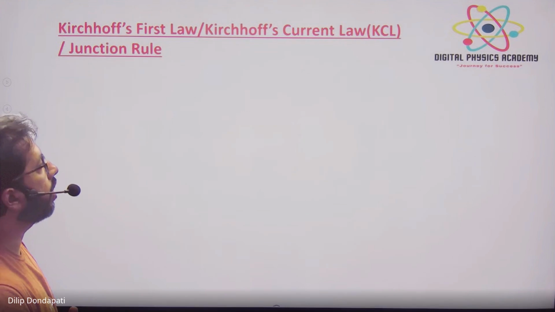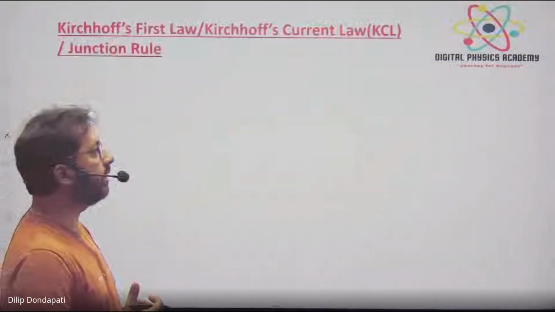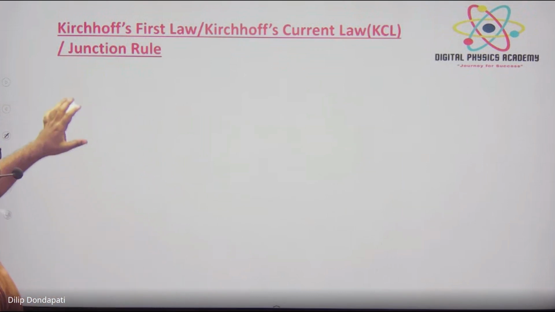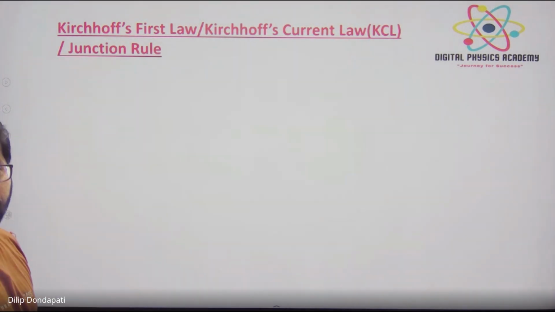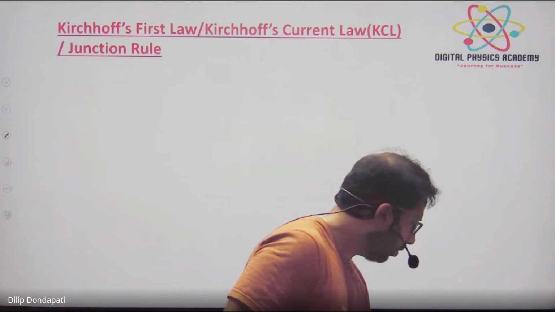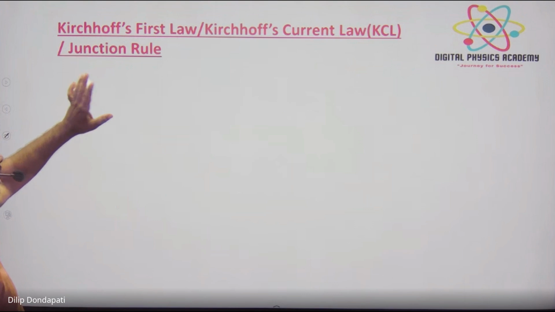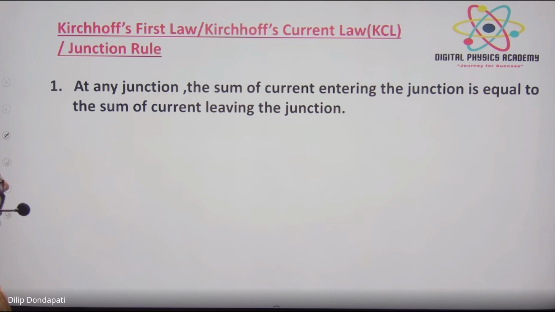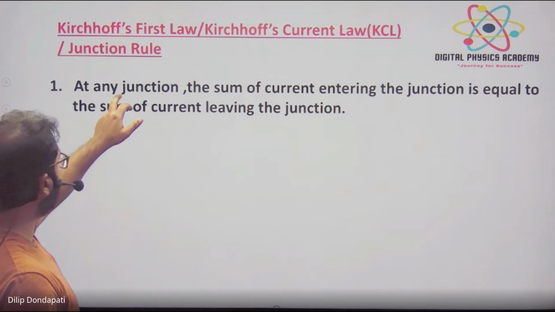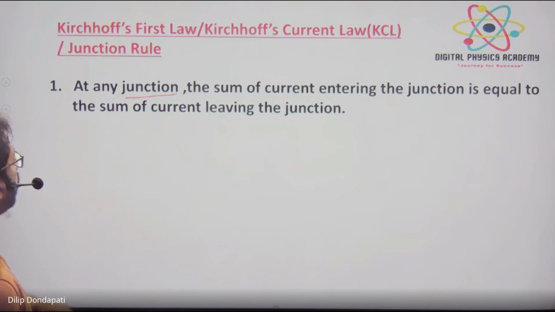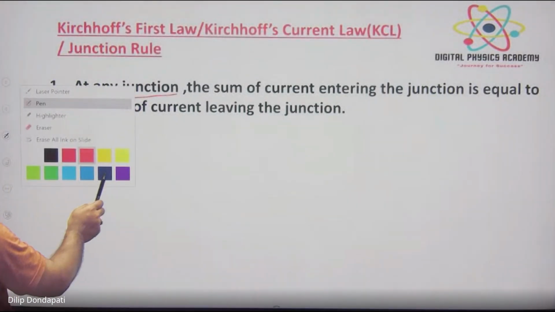Kirchhoff first law, or Kirchhoff current law. We call it KCL, short form KCL, Kirchhoff current law. And we also call it the junction rule. Any circuit, we have to solve using KCL. See what the statement says: at any junction, the sum of the current entering the junction is equal to the sum of the current leaving the junction.